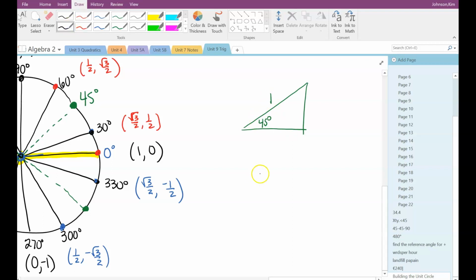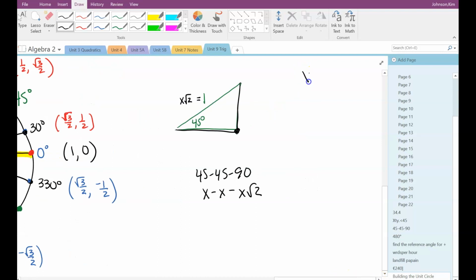If you remember when we talked about a 45, 45, 90, the relationship there is x, x, x root 2. So the hypotenuse is supposed to be x root 2. So we're going to have to solve to figure out what x is so that we know what both the vertical side and the horizontal side are. So I'm going to set x root 2 equal to 1, divide both sides by root 2. So x is 1 over root 2, but now we don't like radicals in the denominator.